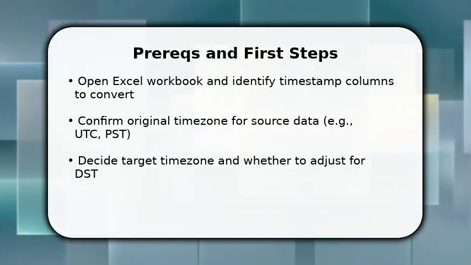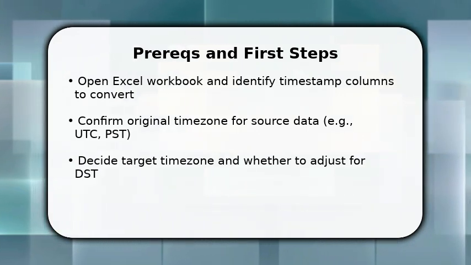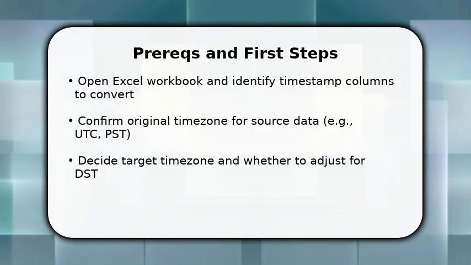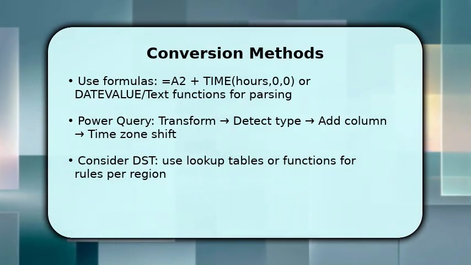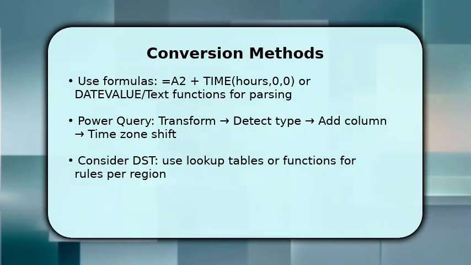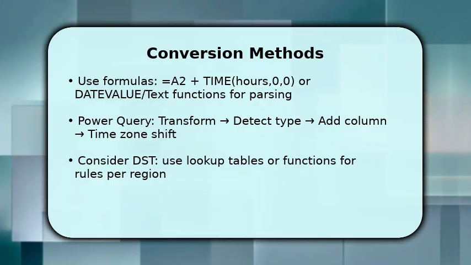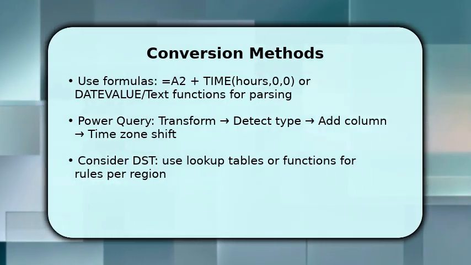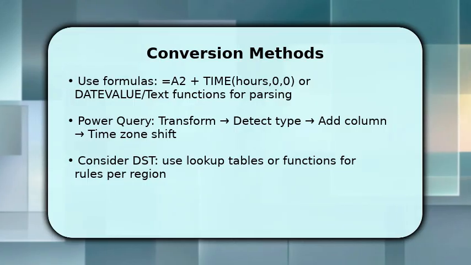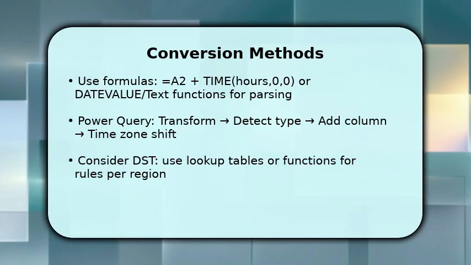Now, enter a sample formula in the parsed column so you can verify parsing and conversion behavior before applying it to the full set. You now choose a method: formulas for small sets or Power Query for large, repeatable jobs. For formulas, compute offset as decimal days: equals A2 plus offset hours /24. For text timestamps, parse with DATEVALUE, TIMEVALUE, or combine text functions so Excel treats them as date times.